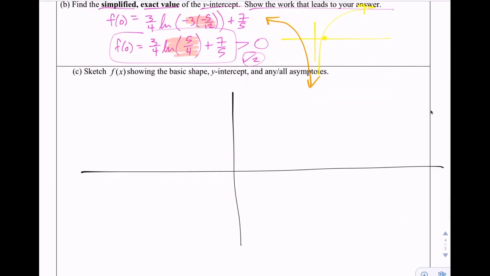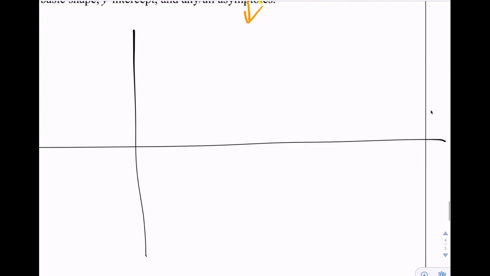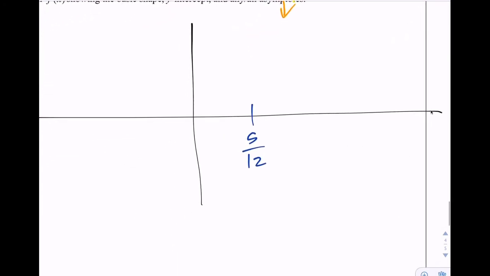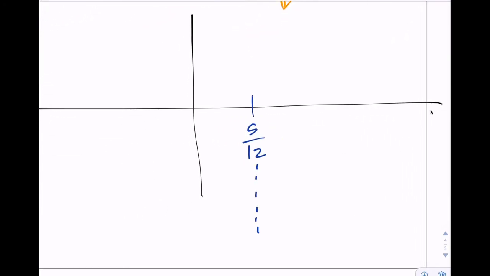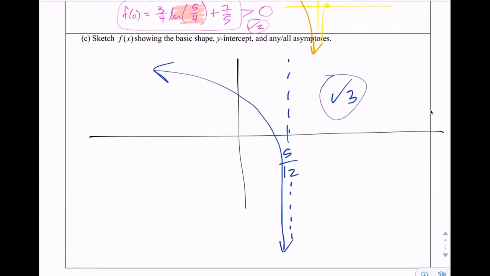So here we go. In festive blue, we have a vertical asymptote where? At 5/12. Because it was at 0, we moved everything to the right 5/12. So here we go. And now I know it crosses in positive land. And that was all you needed for the third check. I was looking for, did you have a vertical asymptote at 5/12? Did it open to the left? And did you cross in positive land? Those 3 things. That's all you needed.